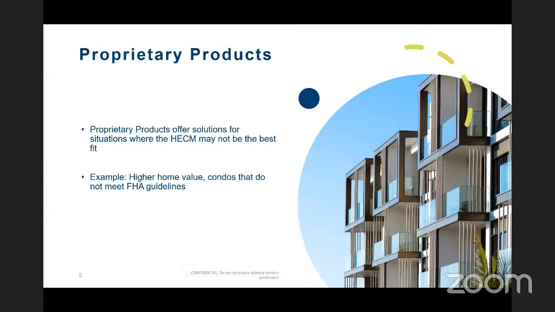And as we said, the HECM is still among the more popular products, but there are also proprietary products on the market today. They offer solutions for situations where the HECM may not be the best fit for the borrower. Some examples include higher home values or condos that perhaps don't meet FHA guidelines. Now, please keep in mind that not all proprietary products are available in all states, so be sure to check with a reverse mortgage lender if that's something that you're interested in learning a little bit more about.